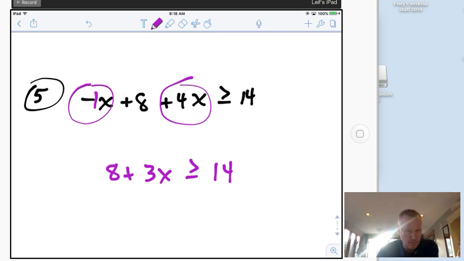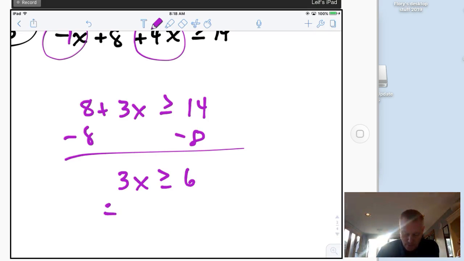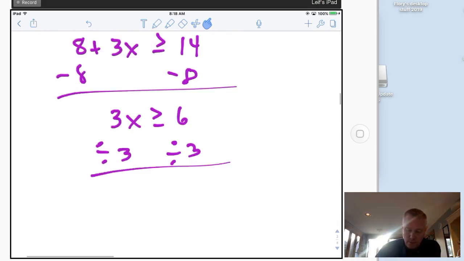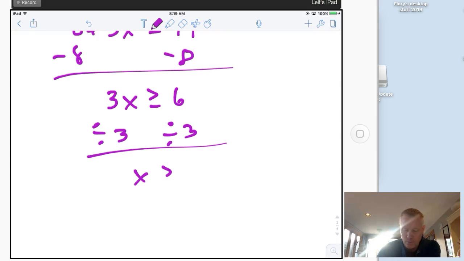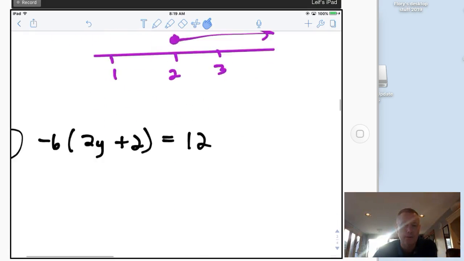Okay. So my variables are on one side, but my numbers are on both sides. So I'd like to get my numbers to the other side away from the variables, which leaves me with 3x is greater than or equal to 14 minus 8, which is 6. Oh, this is shaping up nicely. Can divide by 3, and I get x is greater than or equal to 2. So if you were to graph this, here's 2, solid dot, here's 3, here's 1. Greater than 2 is that way, so that would be the way you graph your answer.